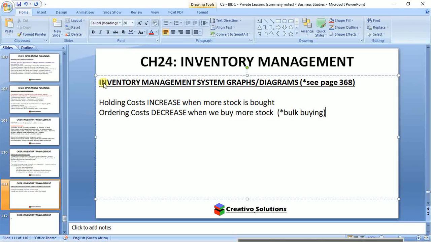For example, transport. If you're transporting one good, it's very expensive, because the car has to travel with one item. But now if I buy 10, 20, 30 items, I'm transporting all the same items using the same mode of transportation. Same cost, but for more items.